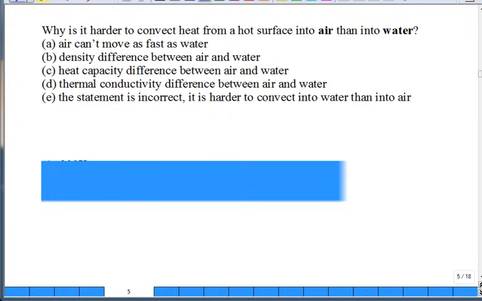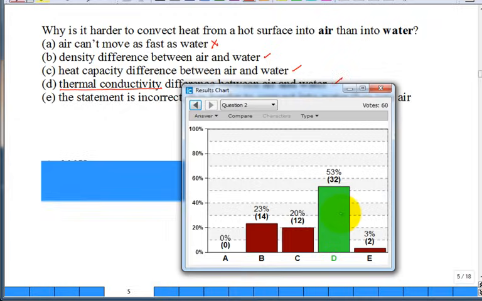All right, everybody in? Let's stop and answer this one. It's harder to convect heat from a hot surface into air than water because air can't move as fast. But you can make air move fast. Density, is that it? Specific heat, is that it? Heat capacity? How about the thermal conductivity? Isn't that it? So isn't D the right answer? It's harder to convect heat into air.